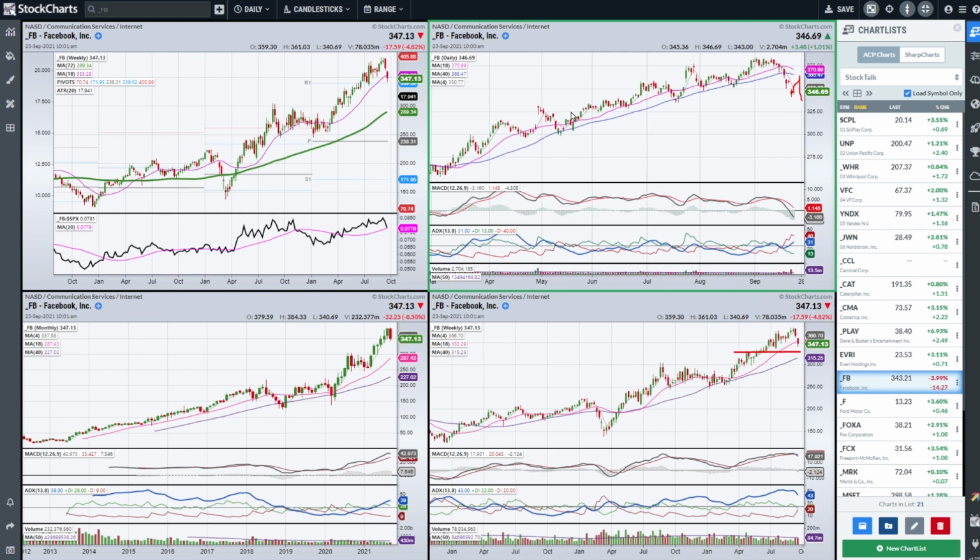There is some support somewhere around 325. I'm not necessarily looking for this to fall apart, but it might have a little air pocket that it needs to fill in, maybe spend a little bit more time in a correction pattern.